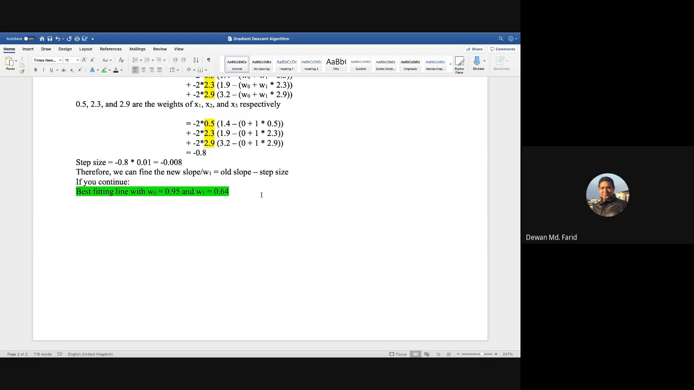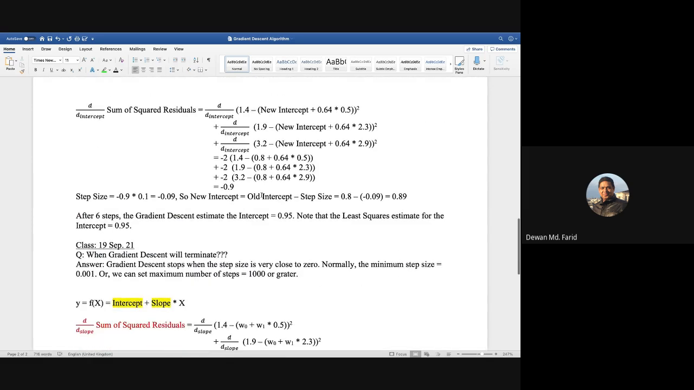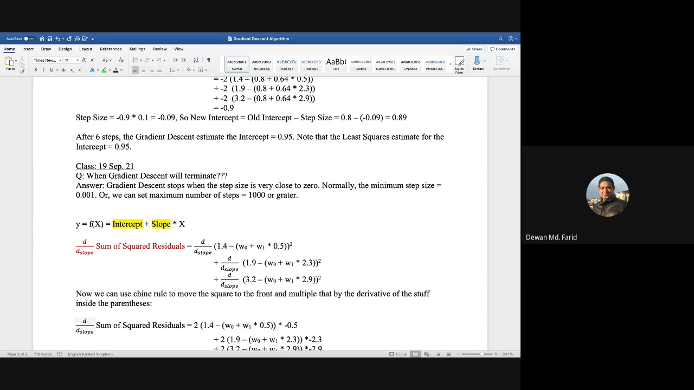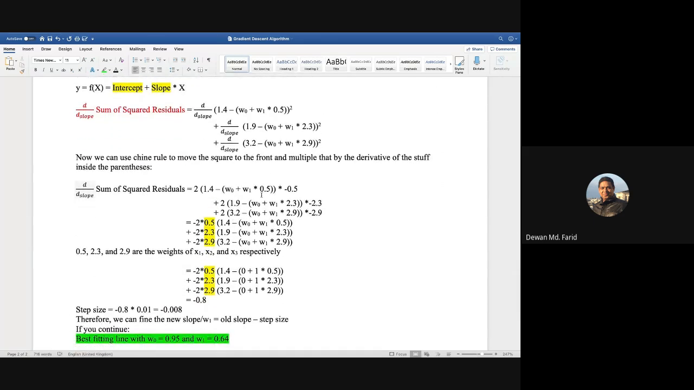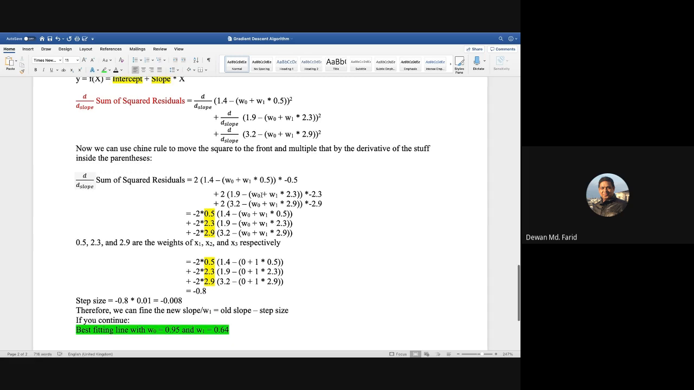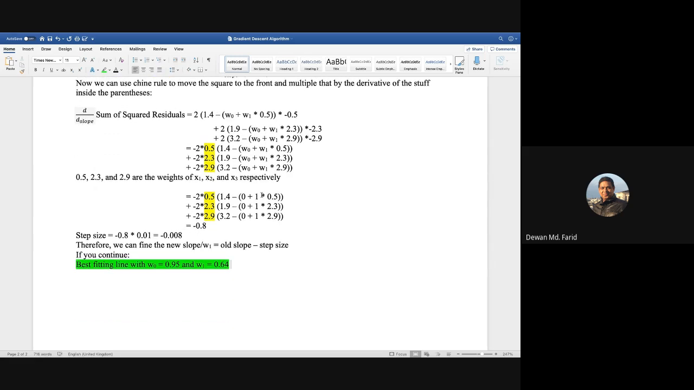So I hope you understand. Now we have to do the calculation together. We need to find the value for the intercept and the slope. We need to find the derivative of the sum squared error with respect to W0 and W1. Is it clear? Yes, sir. So this is the basic concept of gradient descent.